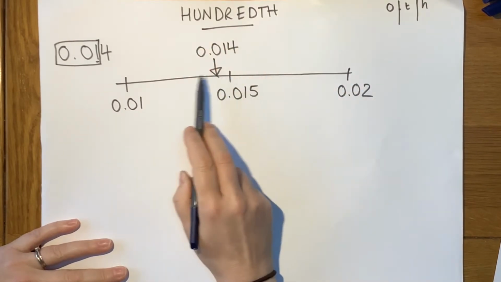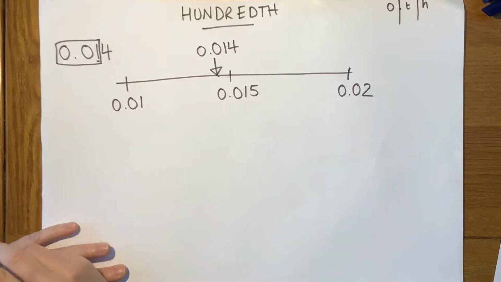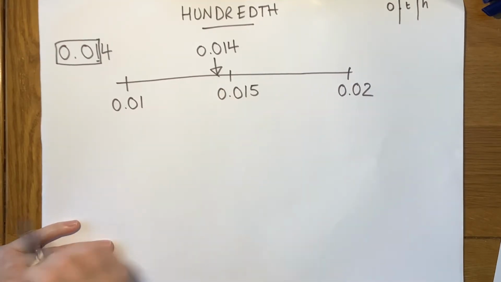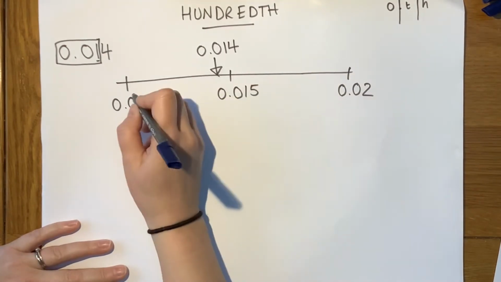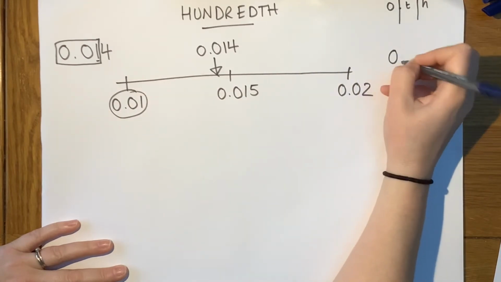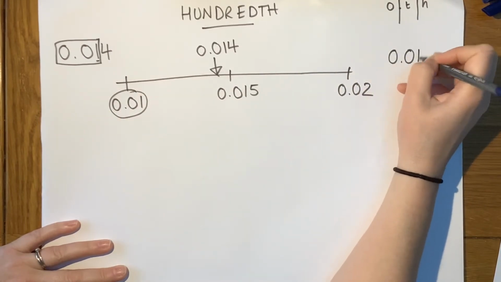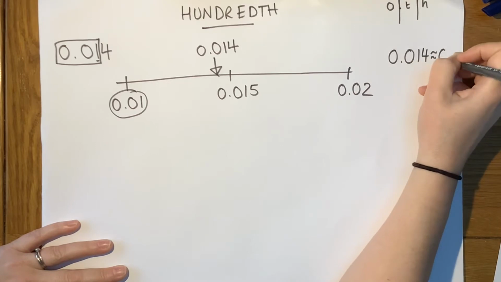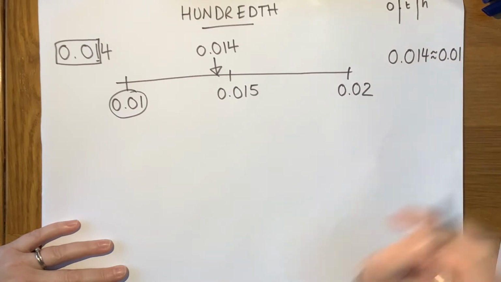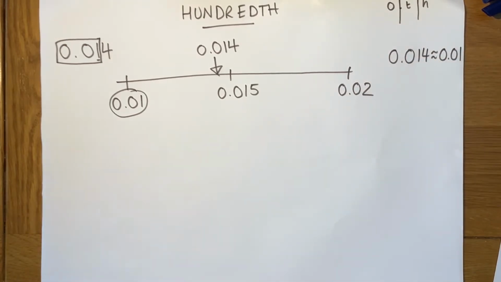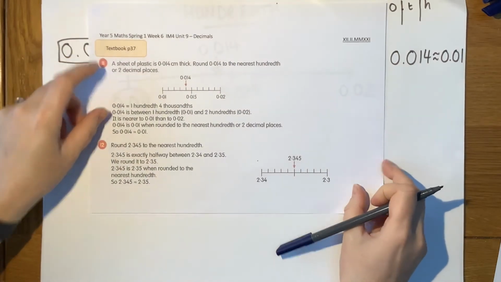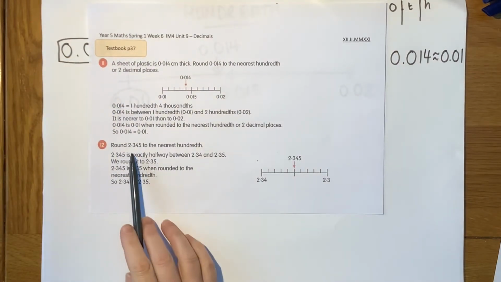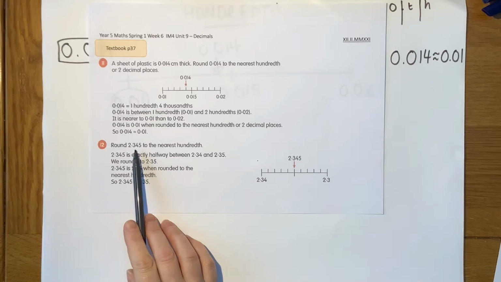If you want to, of course, you can label your number line completely. I've probably gone a little bit too far there. It's nearer to 0.01. So 0.014 rounds to 0.01 to the nearest hundredth or 2 decimal places. Okay, let's have a look at this next one. 2.345. Okay, I'm not going to draw this one for you.